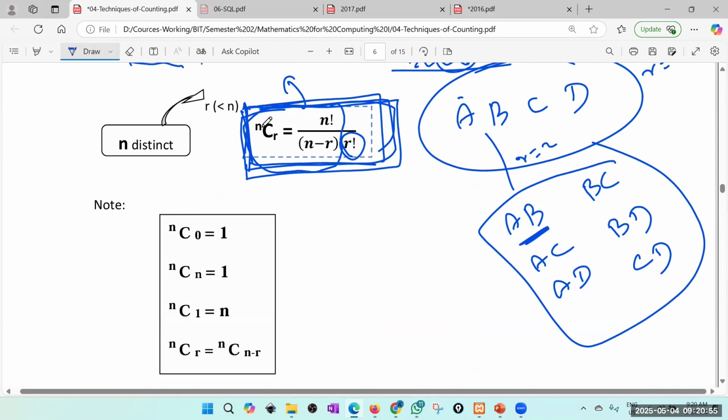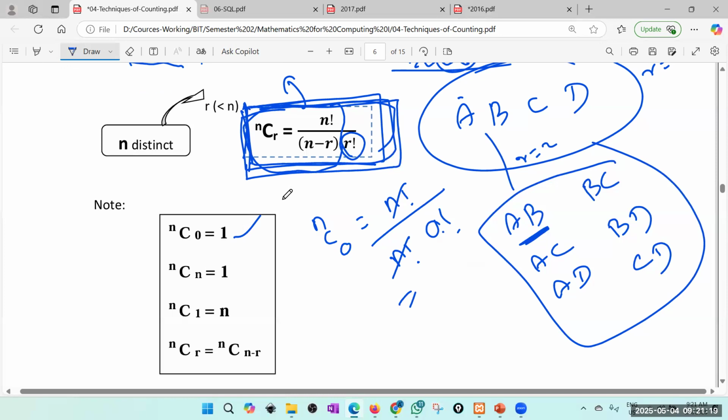Right. So what happens if R is 0? That is NC0. That is factorial n divided by factorial n minus 0, divided by factorial 0. Again factorial n divided by factorial n. Then this gets cancelled. Factorial 0 is, remember, 1 by definition. So therefore this is 1, this is again 1, so therefore it is 1.